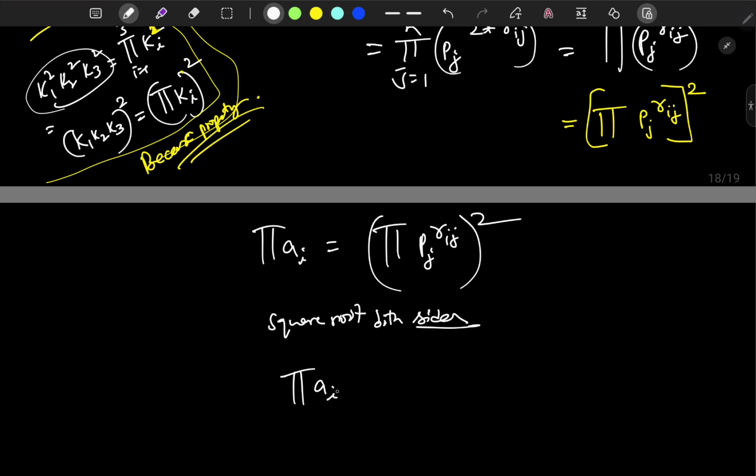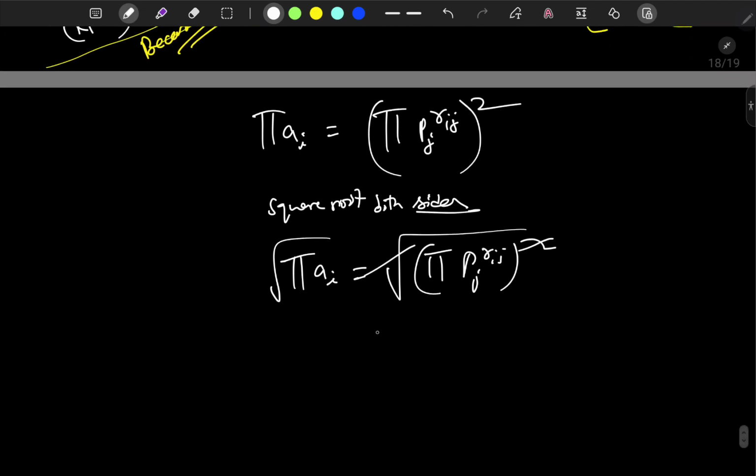So pi ai into square root of pj gamma ij whole square. So it will become pi of pj gamma ij. So again I am defining it. Let's call it ci.